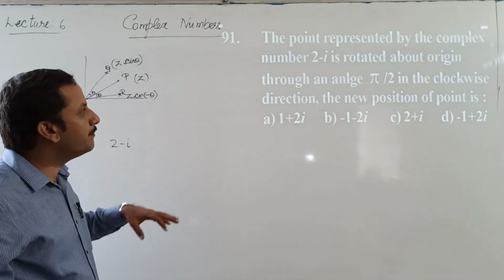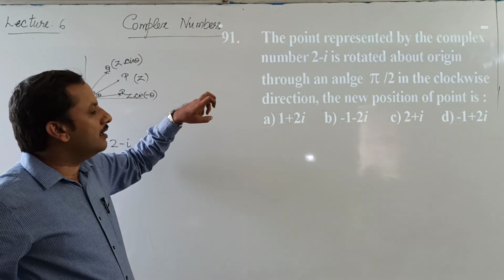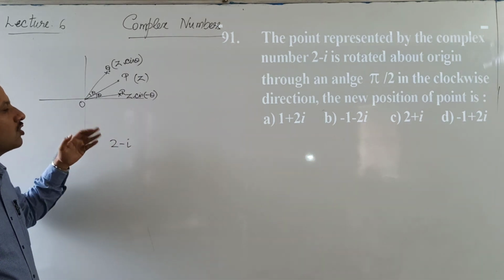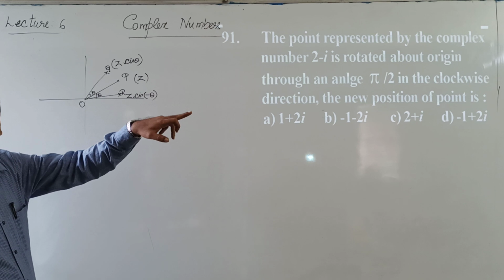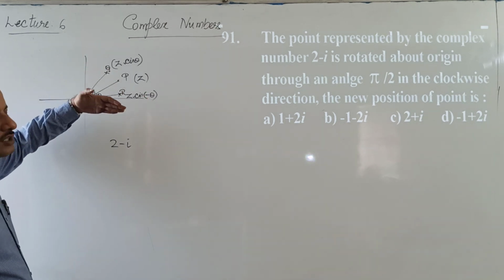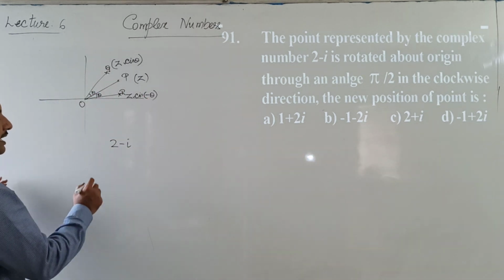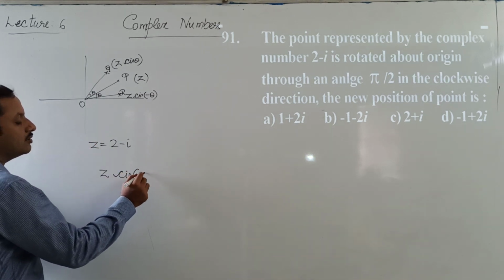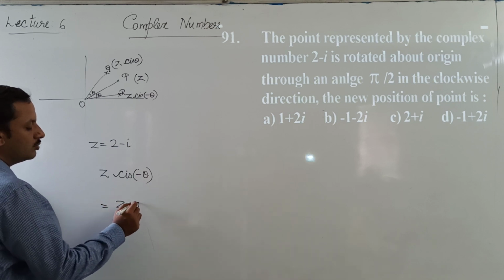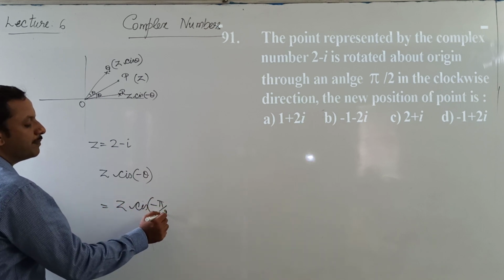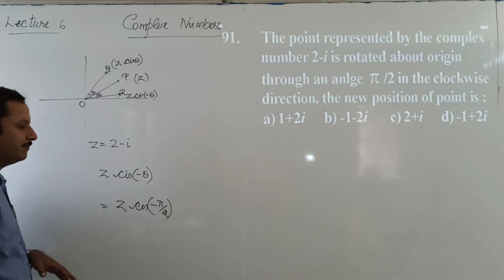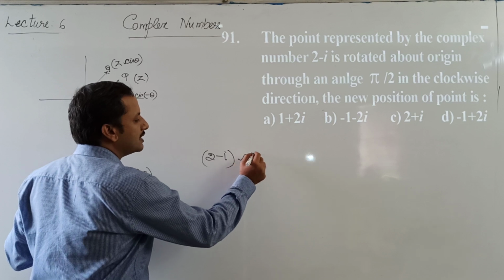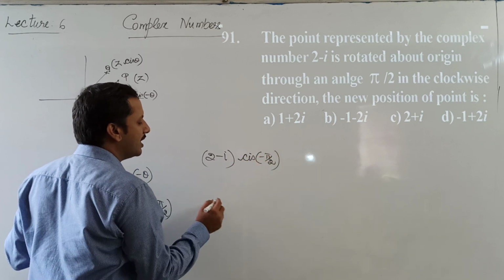This point is there. Then that complex number, that point is rotated through an angle pi by 2 in the clockwise direction. So theta is pi by 2 here. It is rotated in the clockwise direction. So the new position is given by z into cis of minus theta. So z into cis of minus pi by 2. Angle is minus pi by 2. Okay. z is 2 minus i into cis of minus pi by 2.